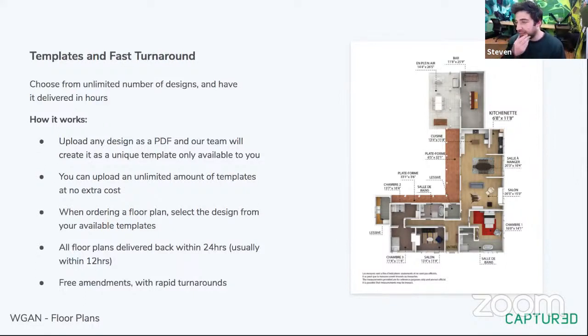The last part here that we can just touch on, templates, which we've been touching on throughout the whole piece, but also fast turnaround. We appreciate that things need to be happening really quickly. So all of our floor plans are delivered within 24 hours. To be fair, usually within 12 hours, unless they're super large floor plans. So they're back within your hands, usually overnight if you're ordering overnight. And as we're talking about free changes or amendments, all of those have rapid turnaround times too.